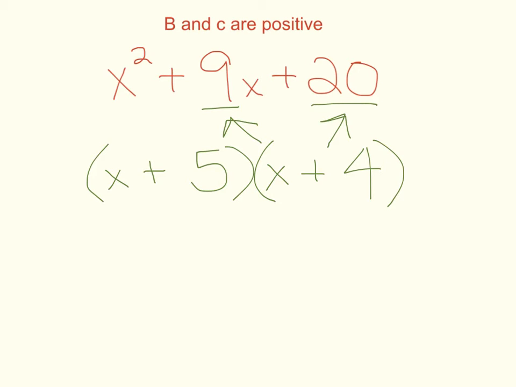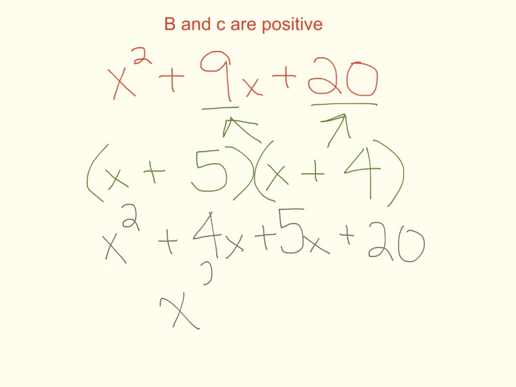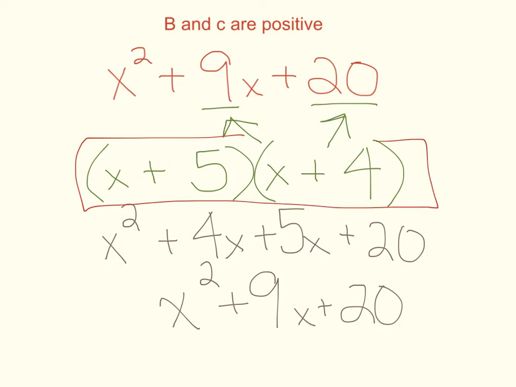So now you could check this by doing your FOIL. First would be x squared, outer would be plus 4x, inner would be plus 5x, and your last would be plus 20. So your answer would check out with the equation that you needed. So then you would say that the result to this quadratic equation is x plus 5 times x plus 4.